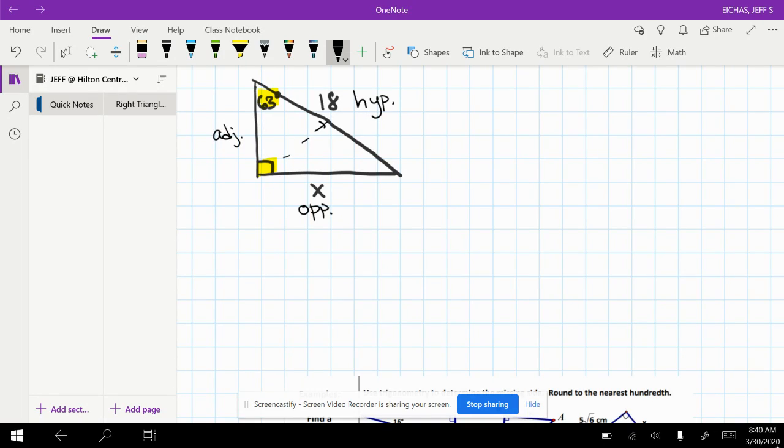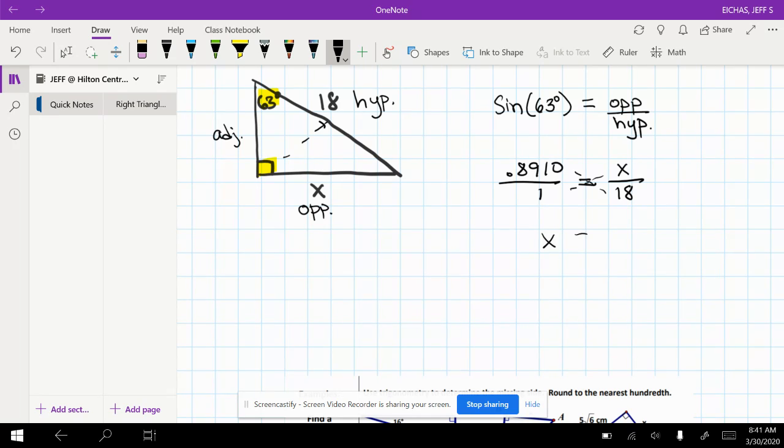Okay, so let's go through the mechanics again. We're going to say sine of that angle, 63 degrees. Okay, opposite over hypotenuse. Okay, sine 63 in my calculator, 0.8910 to 1. In this problem, opposite's x, hypotenuse is 18. Now we cross multiply. 1 times x is x, and then whatever 18 times 0.8910 is.